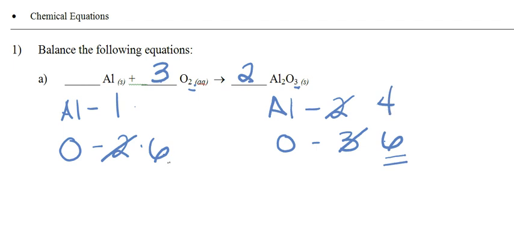Okay, so my oxygens are balanced. So how can I get 4 aluminum? That's right, put a coefficient 4 in front of that. Okay, and hopefully this was not an issue for a lot of you.